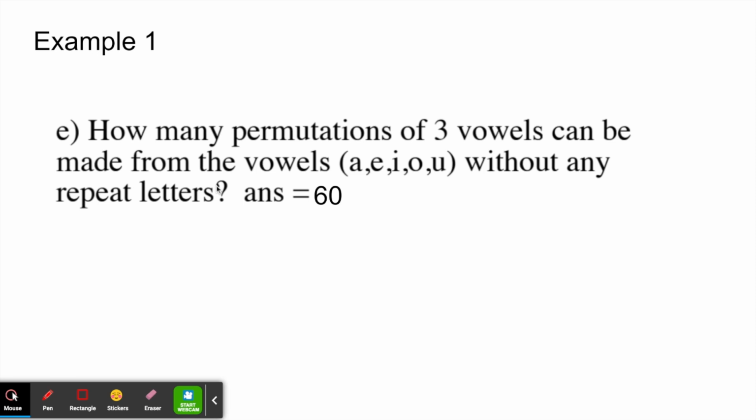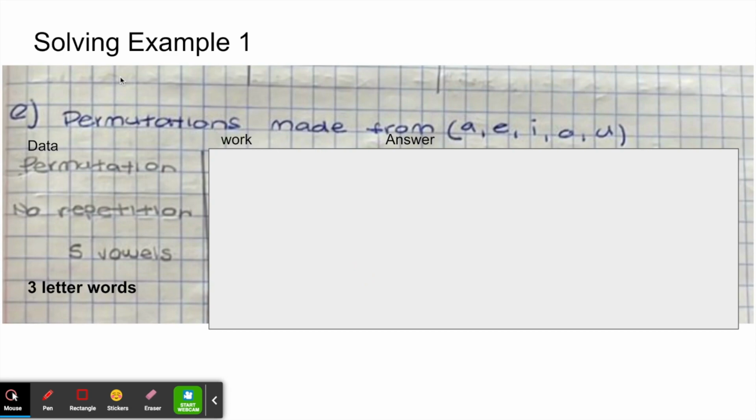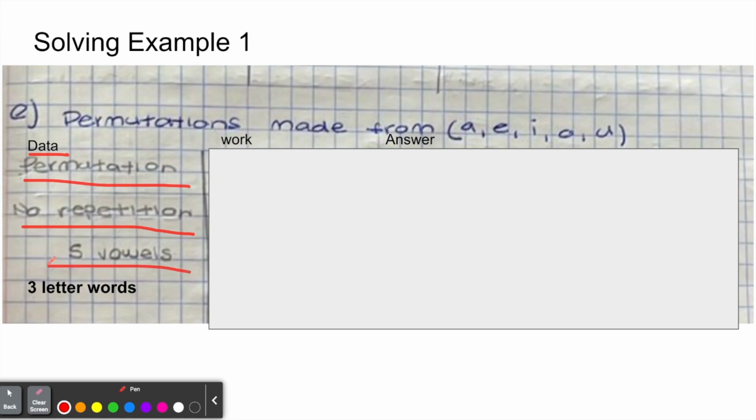Okay, so today we're gonna solve this example. This example reads as follows. How many permutations of 3 vowels can be made from the vowels A, E, I, O, U without any repetition? Okay, so to solve permutation word problems, it is recommended to use 3-column work. In the first column, you put the data. Okay, so this is a permutation word problem. As we know, there is no repetition. The total number of sets is 5 vowels, and the selected number is 3.